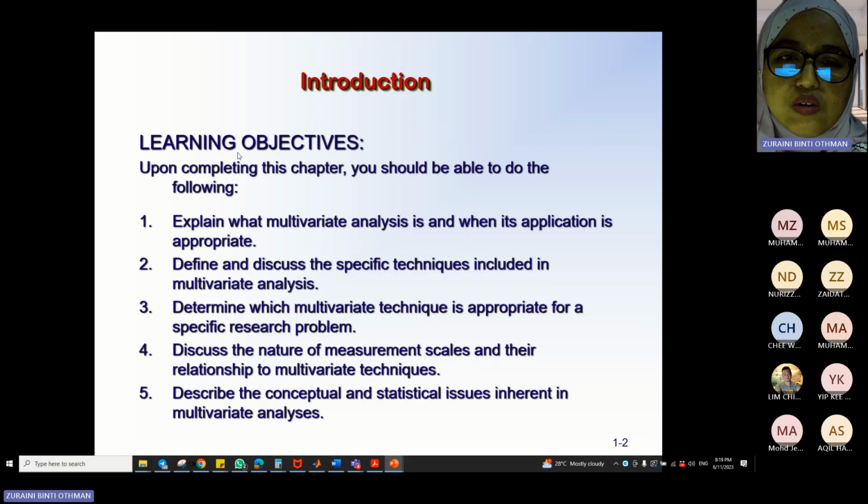Okay, then this is the learning objective for today. First, explain what multivariate analysis is and when its application is appropriate, and define and discuss the specific techniques included in multivariate analysis. Determine which multivariate technique is appropriate for a specific research problem, and discuss the nature of measurement scales and their relationship to multivariate techniques. And finally, describe the conceptual and statistical issues inherent in multivariate analysis. Actually, for my part, it's like general knowledge. Okay, for this introduction to multivariate data analysis.